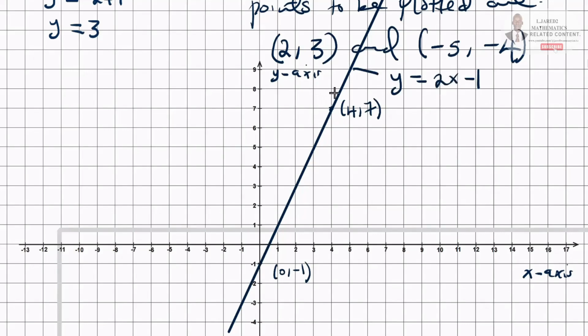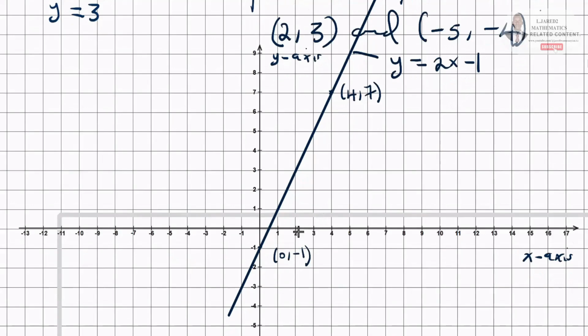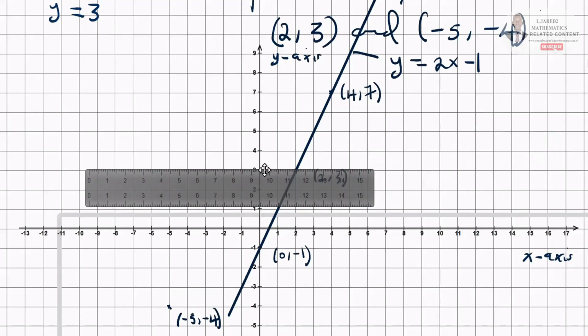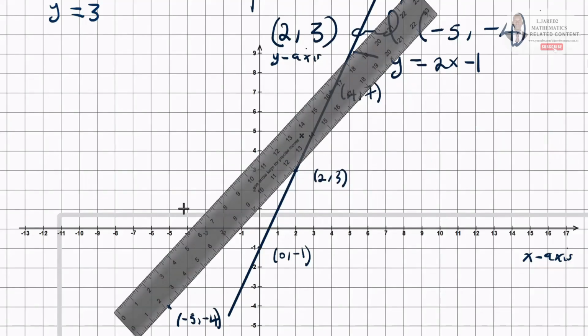Then we plot the coordinates for equation 2, which are 2, 3, and negative 5, negative 4. So we have 2, 3, it is here. Then negative 5, negative 4 is here. Then from there we bring our ruler and draw a straight line through them.